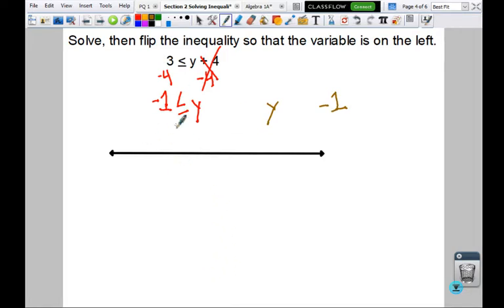Sophia, what was my inequality right here? What was it pointing to? Or what's it pointing to right now? It's opened up to the y, right? There are 2 different ways of saying it. It's opened up to the y or it's pointing to the negative 1. When I flip this, it's got to stay pointing to the negative 1. So I have to flip my inequality.